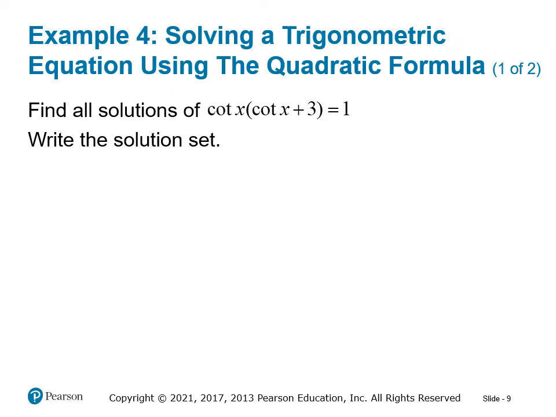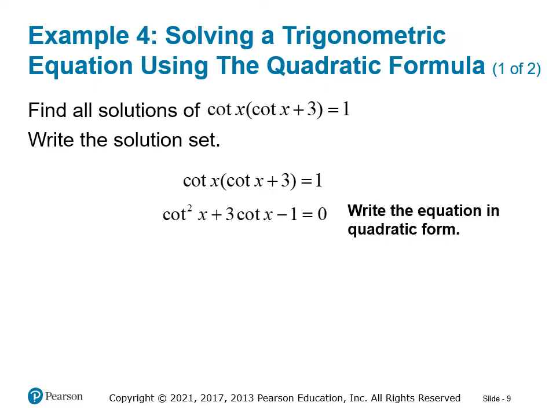Find all solutions of cotangent x times the quantity cotangent x plus 3 equals 1, and then write the solution set. Okay, so we first have cotangent x times cotangent x plus 3. It makes sense to multiply through, and so we get cotangent squared x plus 3 cotangent x minus 1 equals 0. This might be another good place to rewrite this as x squared plus 3x minus 1, okay?